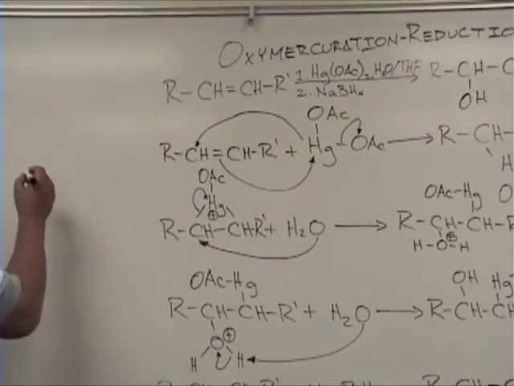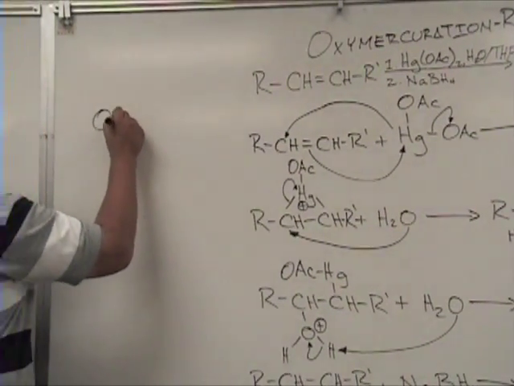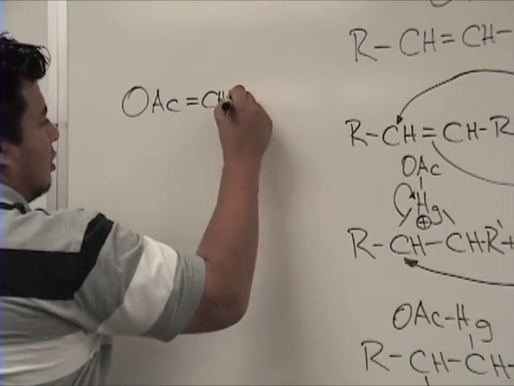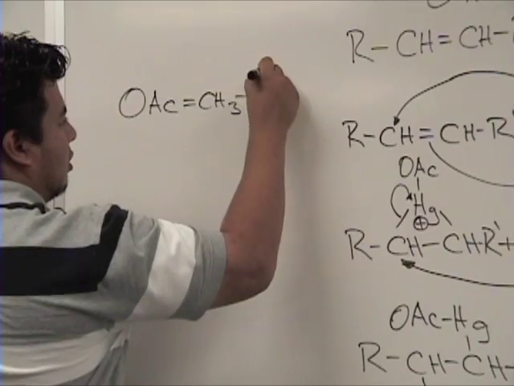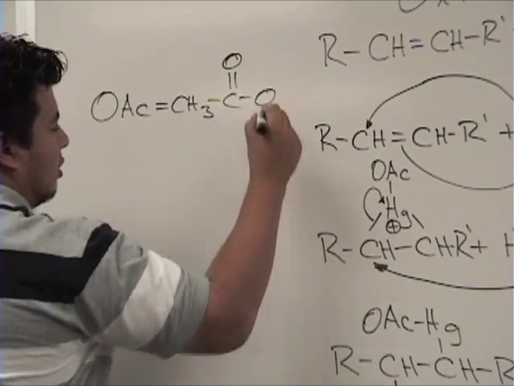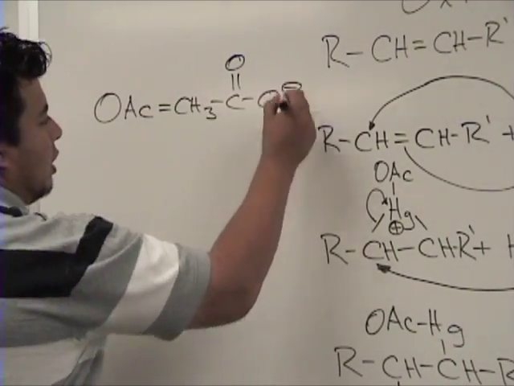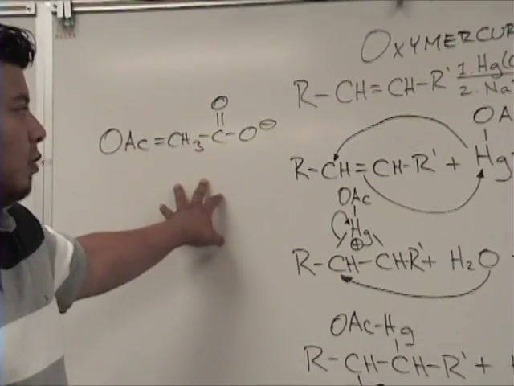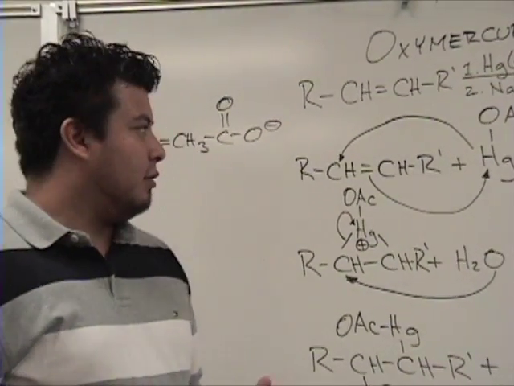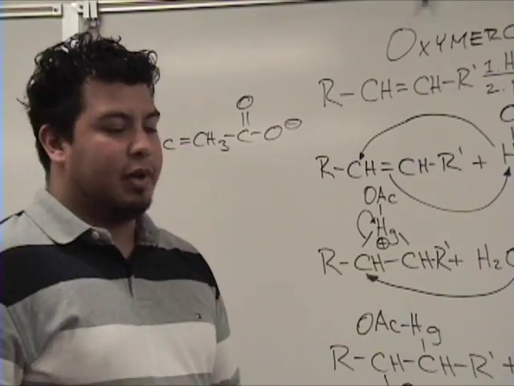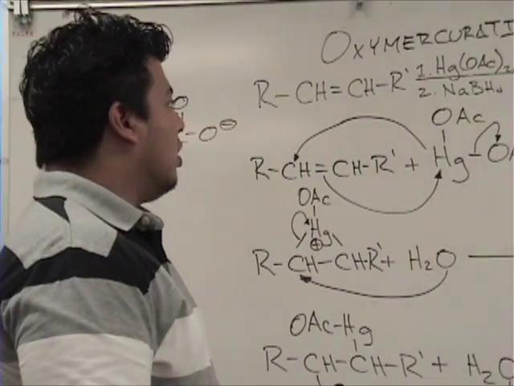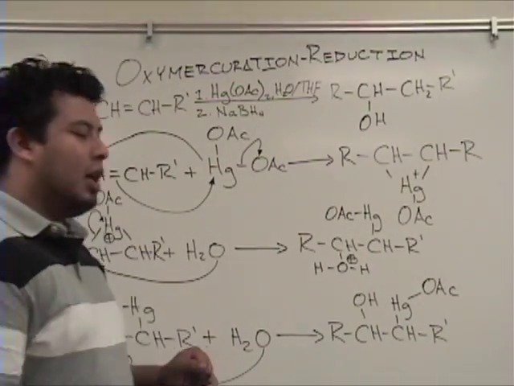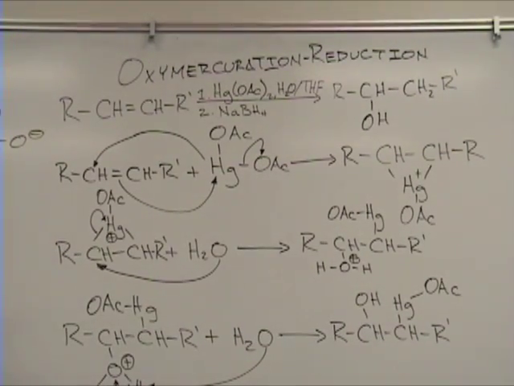Our acetate group looks like this, and the formal charge. Now, for the purposes of this mechanism, we don't really need to know what it looks like, but it's always good to remember that kind of thing. So our product should look something like that, and let's see how that happens.